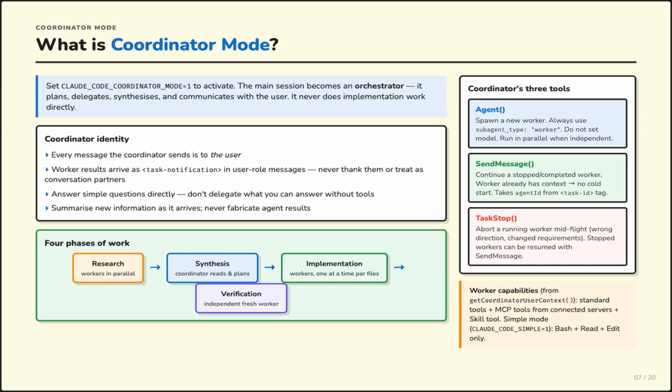Coordinator mode is activated by setting Claude-Code coordinator mode = 1. The main session becomes an orchestrator. It plans, delegates, synthesizes, and reports to the user, but never does implementation work directly. The coordinator has 3 tools: agent to spawn a new worker, send message to continue an existing worker, and task stop to abort one mid-flight. Work follows 4 phases: research in parallel, synthesis by the coordinator, implementation by workers, and verification by a fresh independent worker.